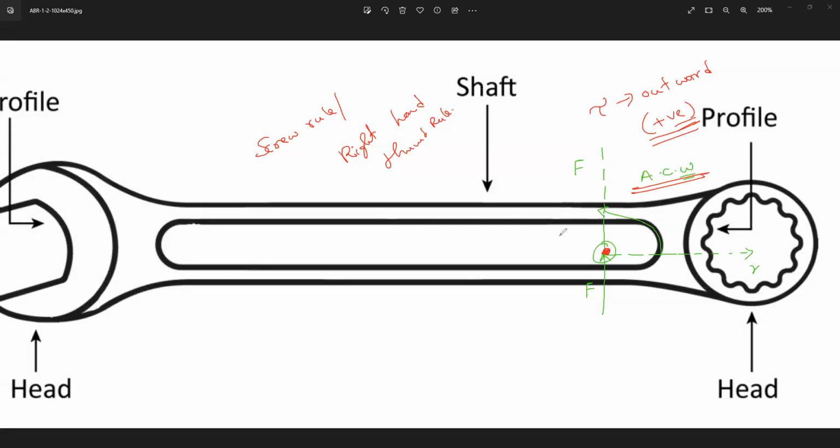You can draw the diagram for your purpose. Now the applied force is in this direction, and R is perpendicular to this. Am I right? Yes. Now you apply the right hand thumb rule or screw rule. Tell me, what is the direction of torque, inwards or outwards? Clockwise.